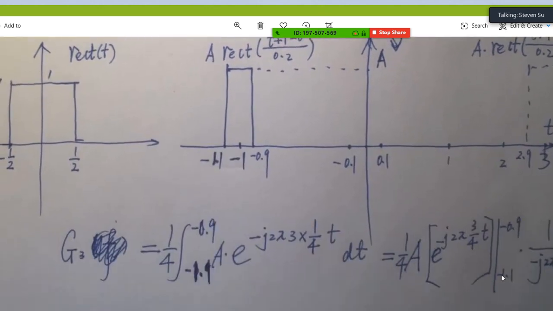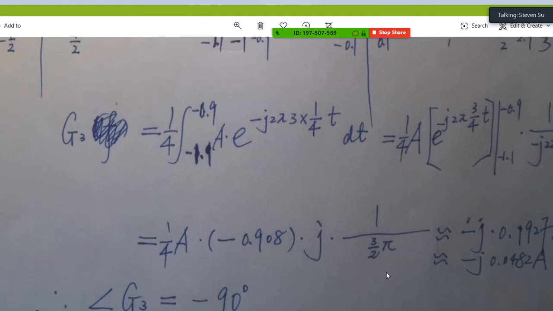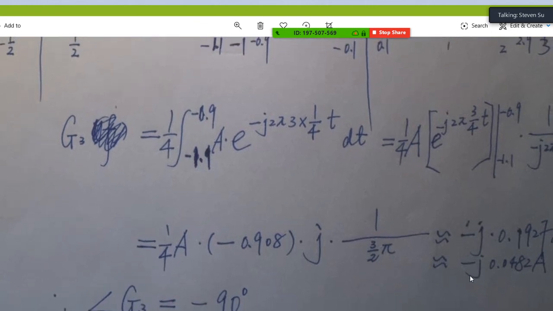So you need to do the integration. This integration looks something like this. And you continue to calculate, and you get A times minus j times 0. Sorry, here is wrong. Here is correct. So this should be 1 divided by 4. So this one is wrong, but here is correct. Final is minus j 0.0482 times A. So this is a real number, right?